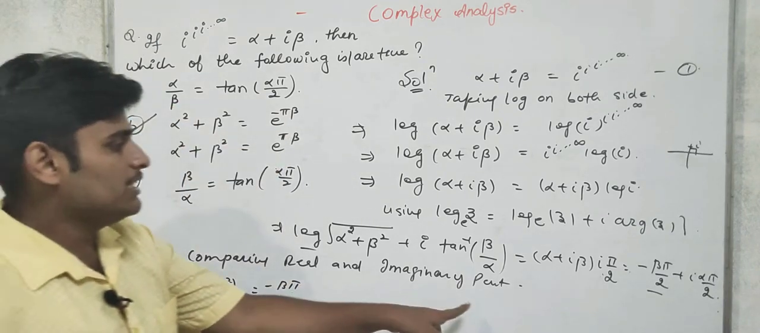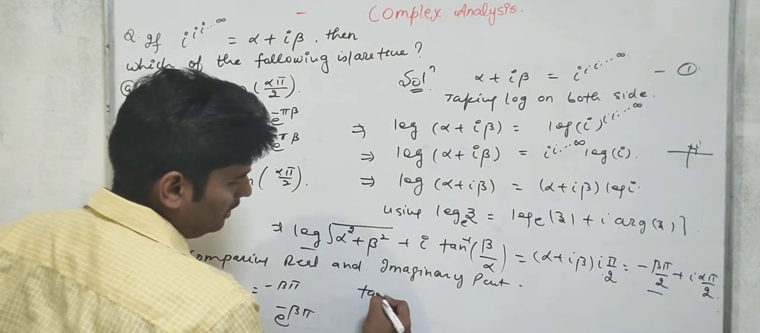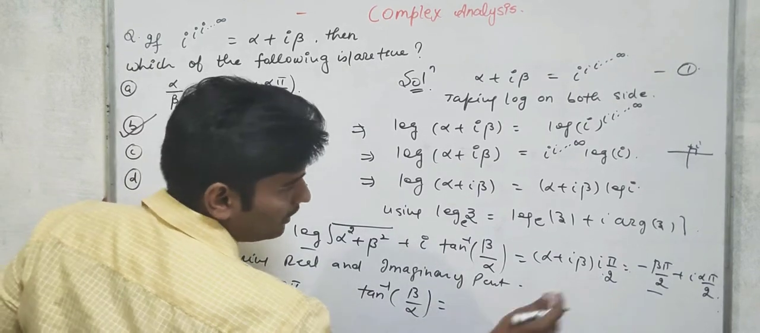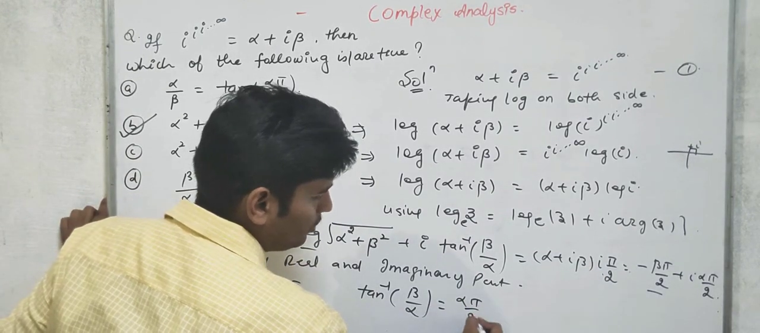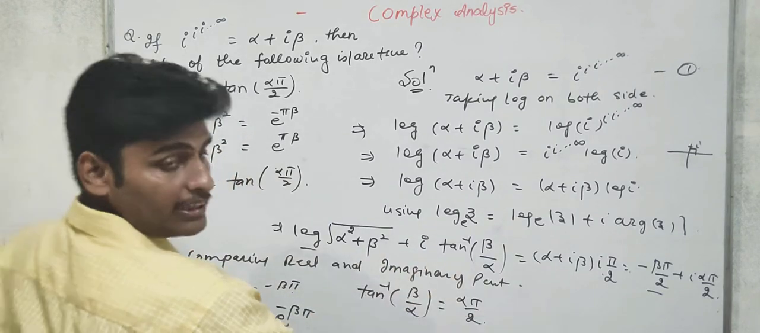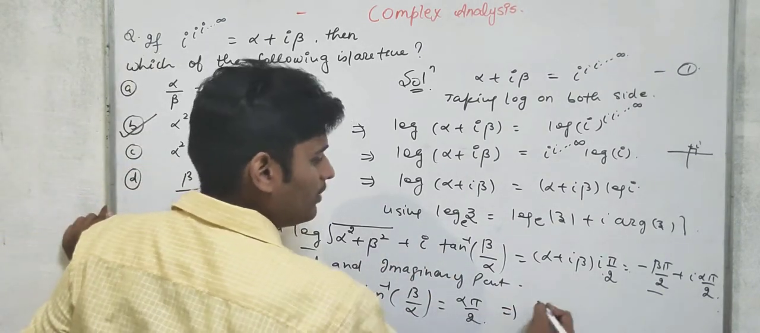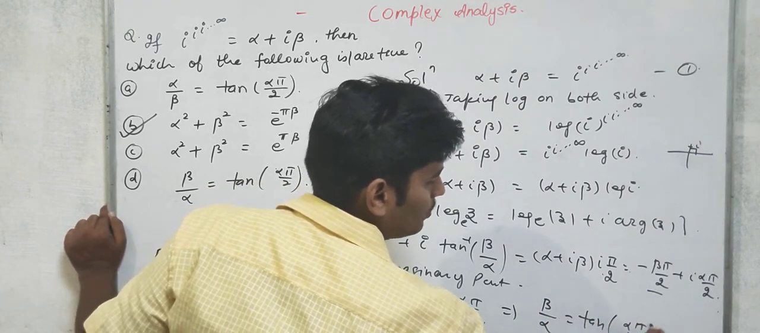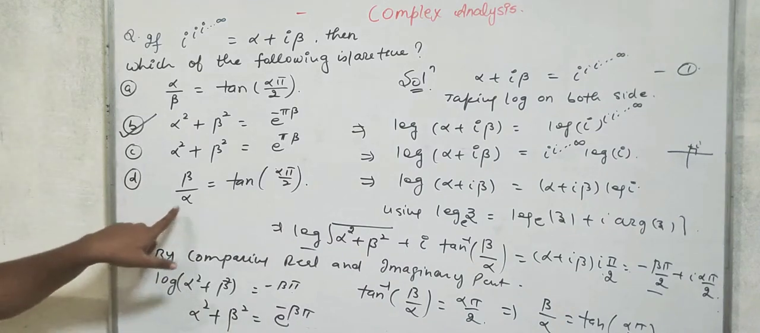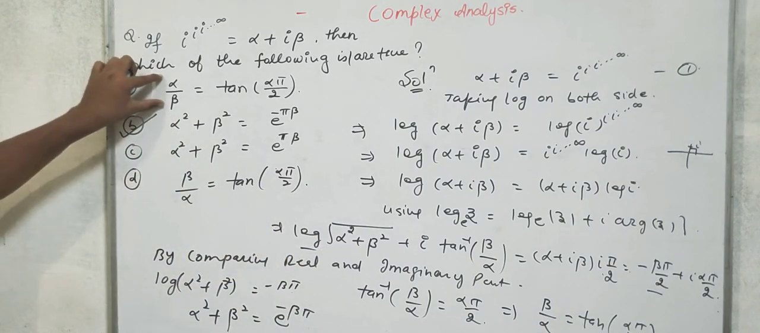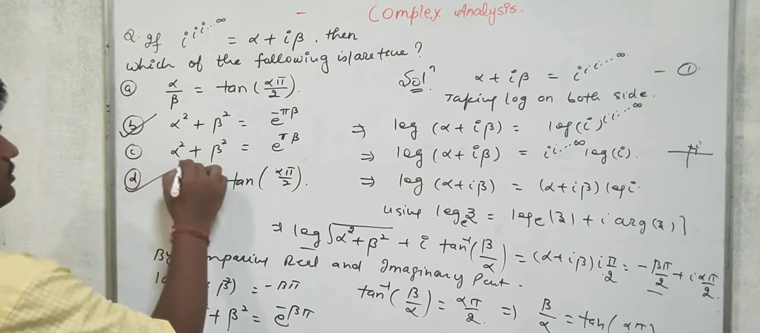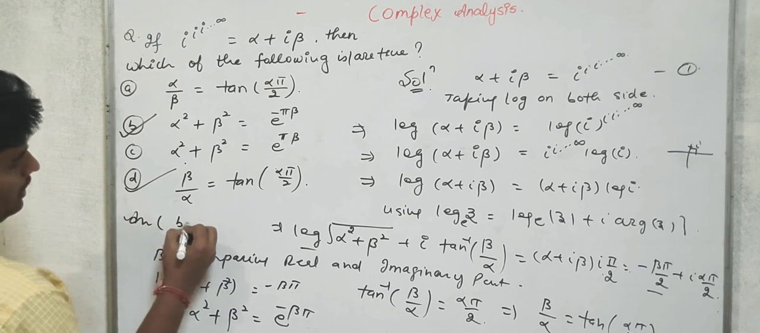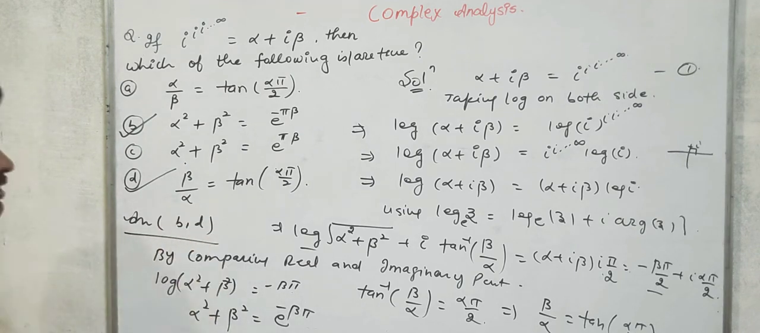Now comparing imaginary part. So here it's tangent inverse beta by alpha is equal to, comparing, alpha pi by 2. ओके, now taking tangent on both sides we find out that beta by alpha is tangent of alpha pi by 2. Okay, so what is the value of beta by alpha? It's tangent alpha pi by 2. So option D is also correct. So this is the solution. Answer of this question is B and D. Okay, second and fourth are the आंसर.